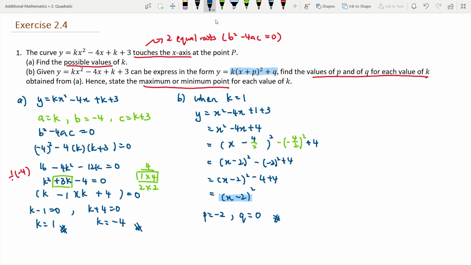Q equals 0 indicates that our maximum or minimum value is equal to 0. And it actually makes sense because the question stated the curve touches the x-axis. For this case, k equals 1, meaning A is greater than 0. It is a smiling curve and it will be a minimum point. The minimum point is (2, 0).